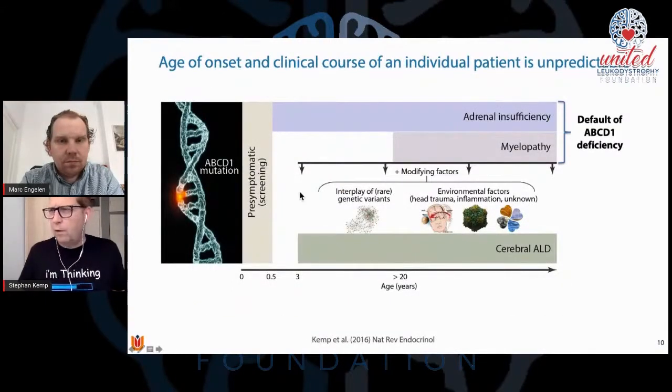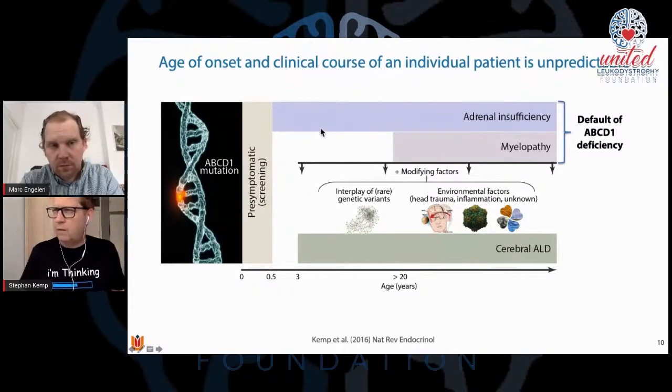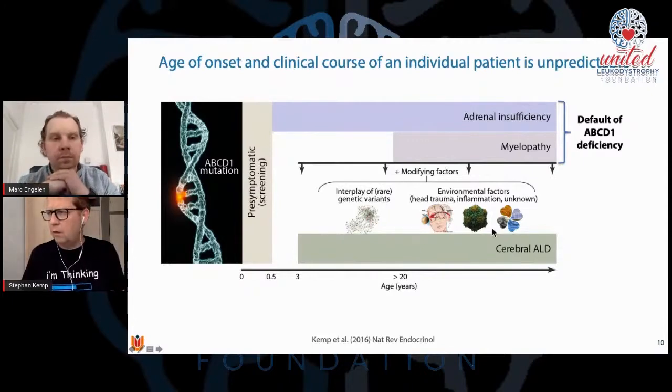So I think this is already my final slide. Again, I already mentioned this, but what we do know is that the mutation ABCD1, the default mode of the disease is adrenal insufficiency in males, and spinal cord disease in males and females. And there are other factors besides the mutation ABCD1 that play a role in whether an individual will develop cerebral LD.